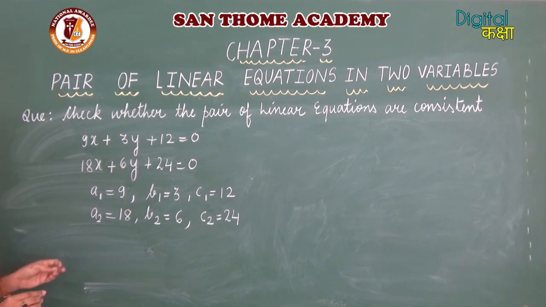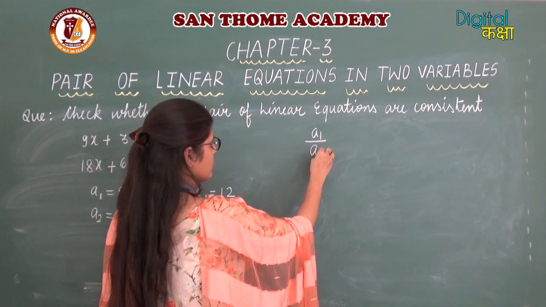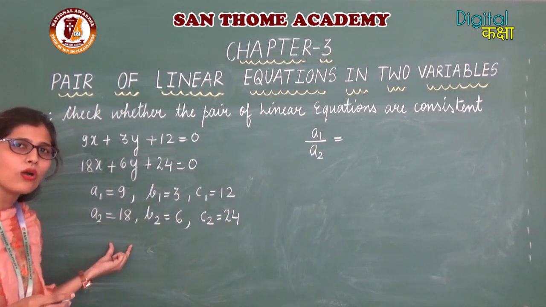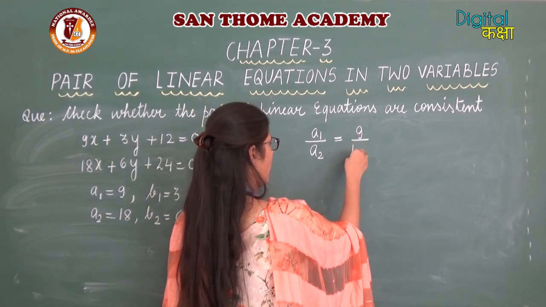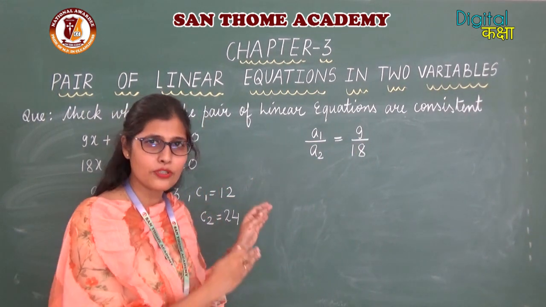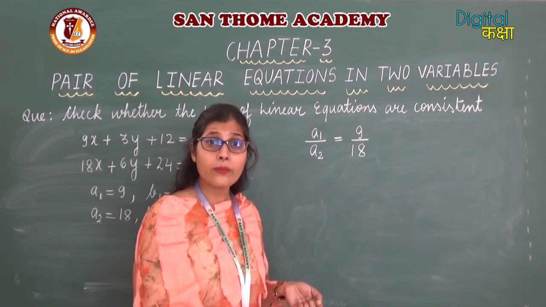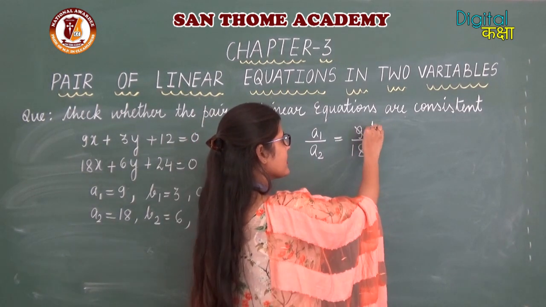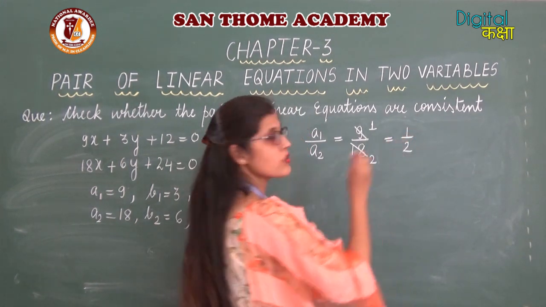Now, when we will be comparing the ratios, we will first write a1 upon a2. Now, what is the value of a1? It is 9 and the value of a2 is 18. So, we will be writing 9 upon 18. We have substituted the values. Now, if it is not in the simplest form, you have to convert it to the simplest form. So, I will divide it by 9. 9 ones are 9 and 9 twos are 18. So, the answer will be 1 upon 2.